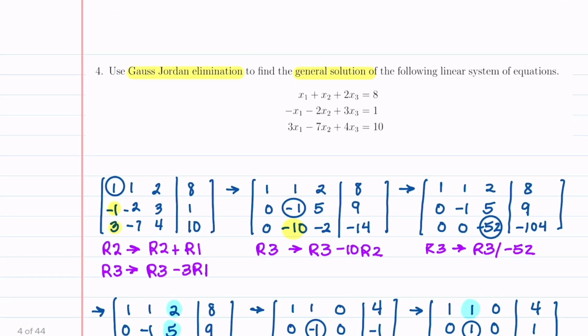So x1 is 3, plus x2 is 1, plus 2 times 2 is 4, is equal to 8. That works. Then we have minus 3, minus 2, plus 6 is equal to 1. That checks out. And lastly, 9 minus 7 plus 8 is equal to 10. Our left-hand side is equal to our right-hand side. So we know that when we got all the way through that complicated algorithm, we came up with the right solutions.